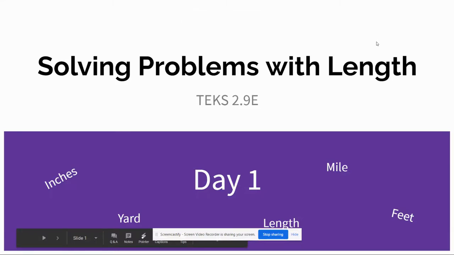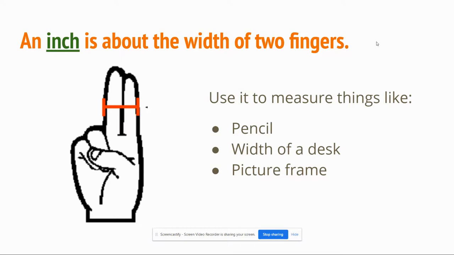Okay, so for our station this week, second grade review, we're looking at solving problems with length. I want you to be thinking, we're going back to that word reasonableness, thinking about what is reasonable and really using the skill of estimating based on what you know.